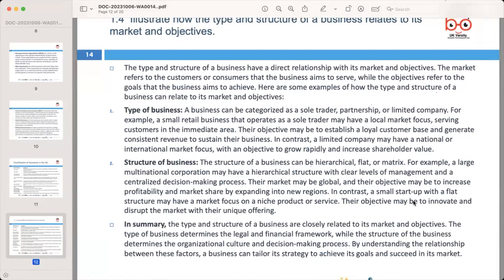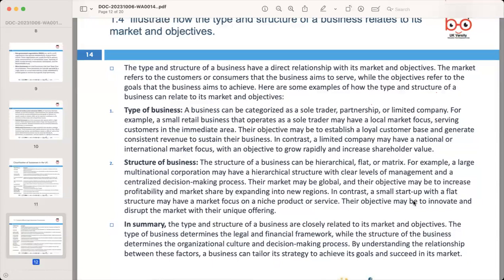So the type and structure of a business play a crucial role in shaping its market focus, objectives, goals, and strategy. So I will explain in my own words as well.